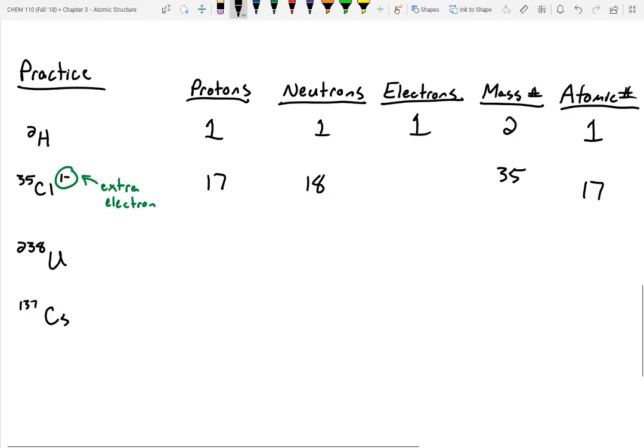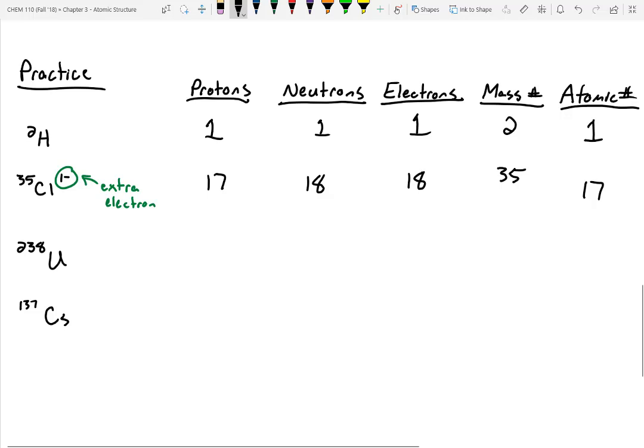All right, now the tricky one. How many electrons? 18. It's got 1 more electron than proton, which is why it has this negative charge. So in this case, it would have 18 electrons because we added 1 extra, right?